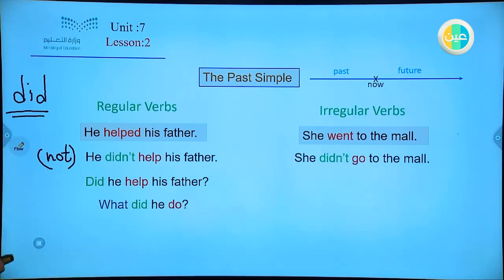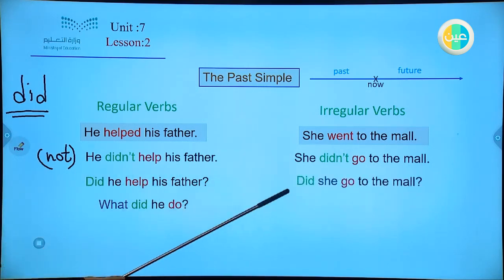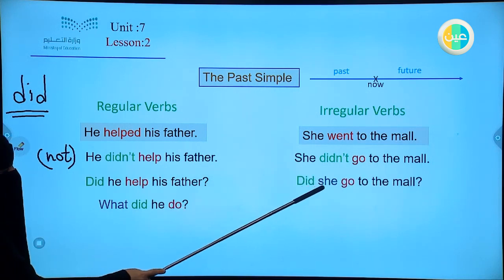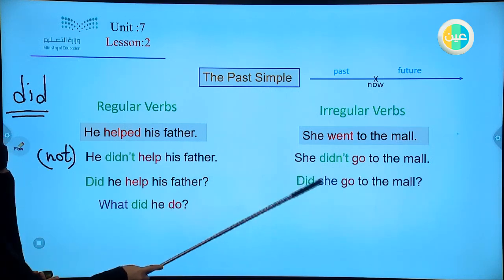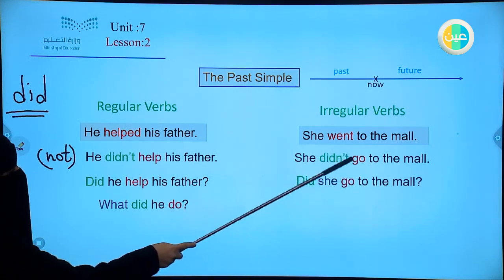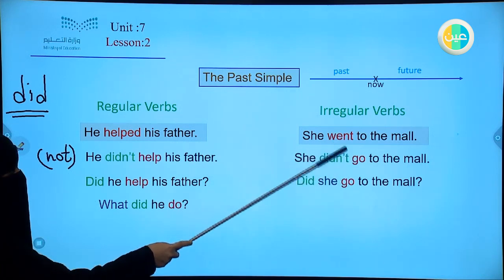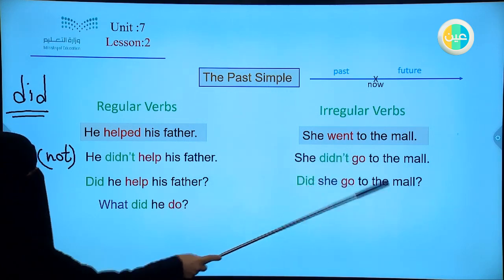Okay, what about the yes-no question? Again, we will use the auxiliary did and the pronoun or the name, the subject, okay? And the base form of the verb went, which is go, and we finish the question.